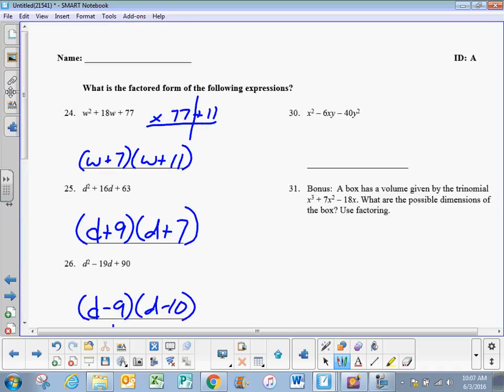Okay, and this one is going to be, multiplies to be 40 adds to be negative 6: 4 and 10. The minus has to be bigger to give you a middle term that is negative, and this needs to be a y.